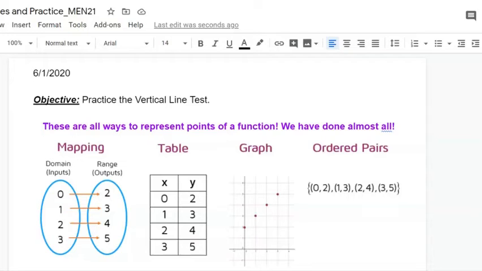All about the vertical line test. So yesterday we did mapping, so it was determining if it was a function based on what points we were given. Today we're going to actually look at graphs and be like, are you a function?